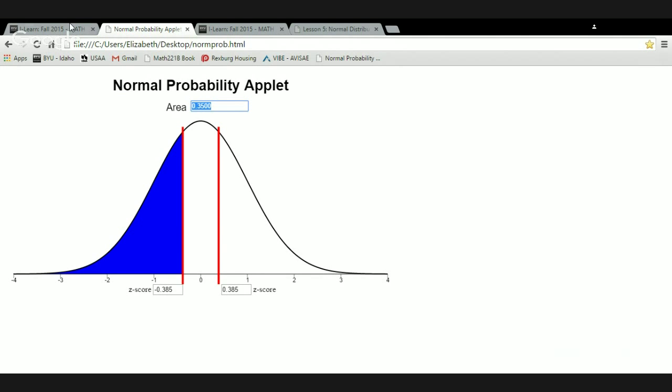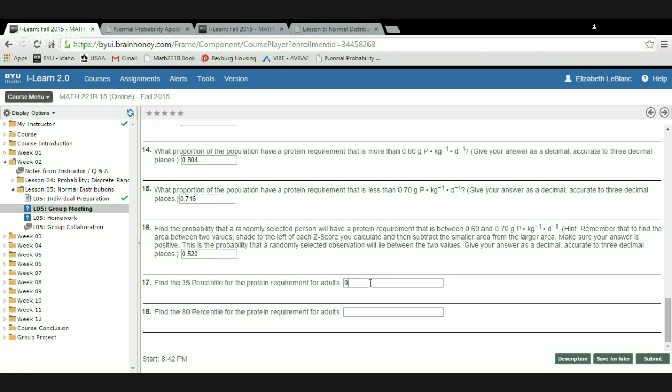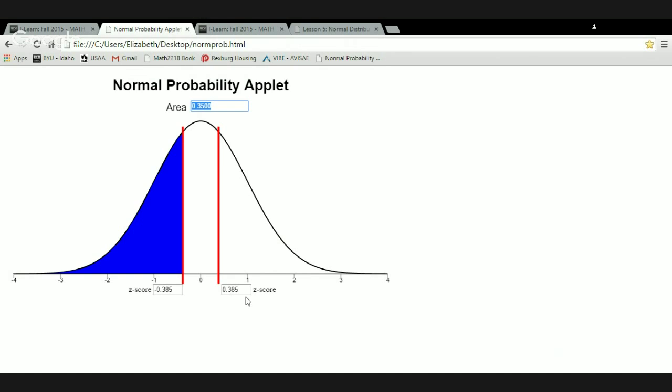And since it's a percentile, it's asking for how many people have that score or less. So it would just be 0.385. Wait, is that right? I feel like there's another step we need to... Oh, okay. So we have the z-score, which is 0.385, but we still have to solve for x in the z-score equation.